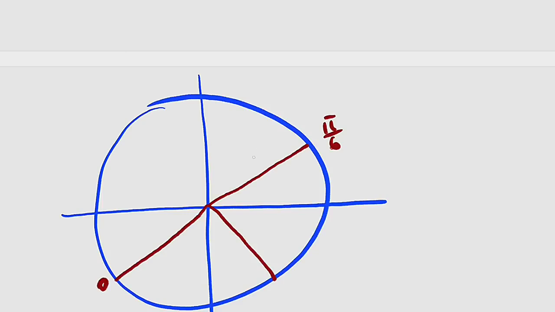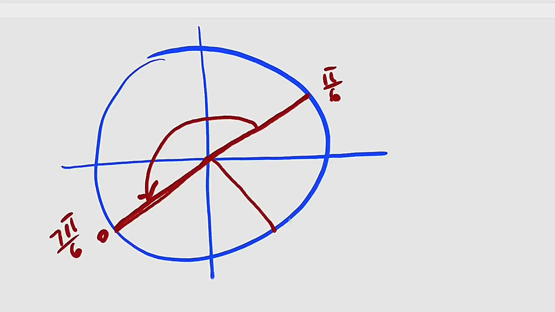So let me start with this one. If you look at this one, this line is a diameter. So by adding 180 from this position, it will take you to this terminal point. So let's add 180, and 180, remember, is pi. And if you add pi, you're going to get 7 pi divided by 6. So this is 7 pi divided by 6. So what about this angle? We can get this angle by subtracting pi divided by 6 from 2 pi, and that will give us 11 pi divided by 6. So this is 11 pi divided by 6.